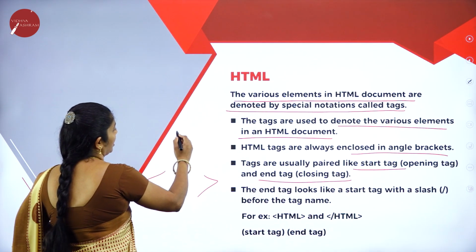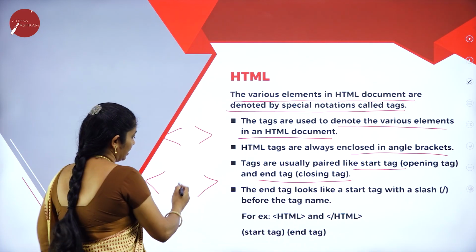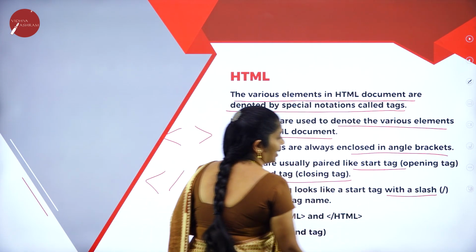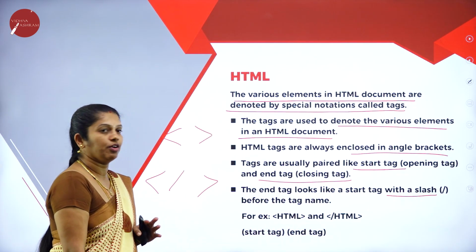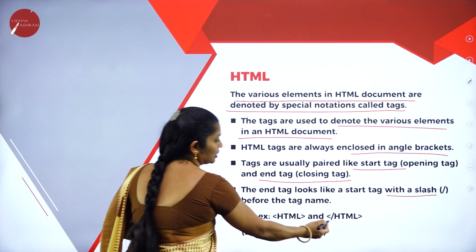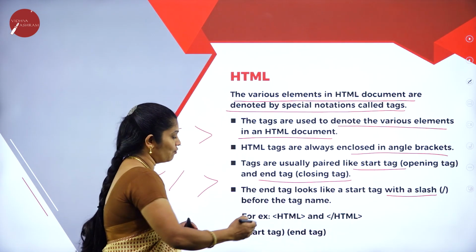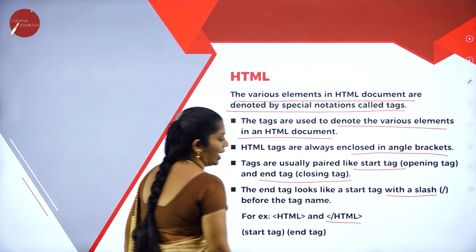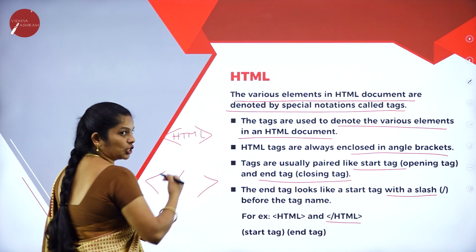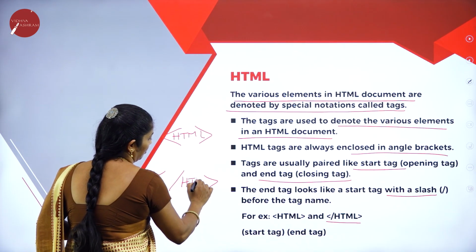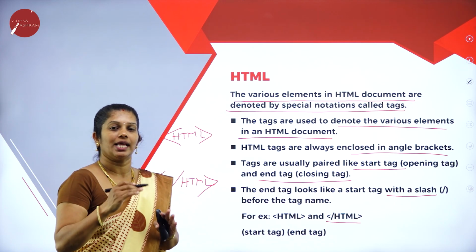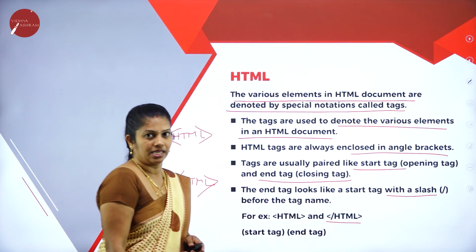For example, if you open any tag, that tag can be closed by a division slash. The end tag looks like your starting tag, but it is preceded by a slash before the tag name. For example, HTML is written inside the angle brackets, and the closing HTML tag is written in the same way as your opening HTML tag, but here we have one slash. If I write HTML as the opening tag, then slash HTML is the closing tag. Both the starting tag and the closing tag look the same, but the only difference is the slash.